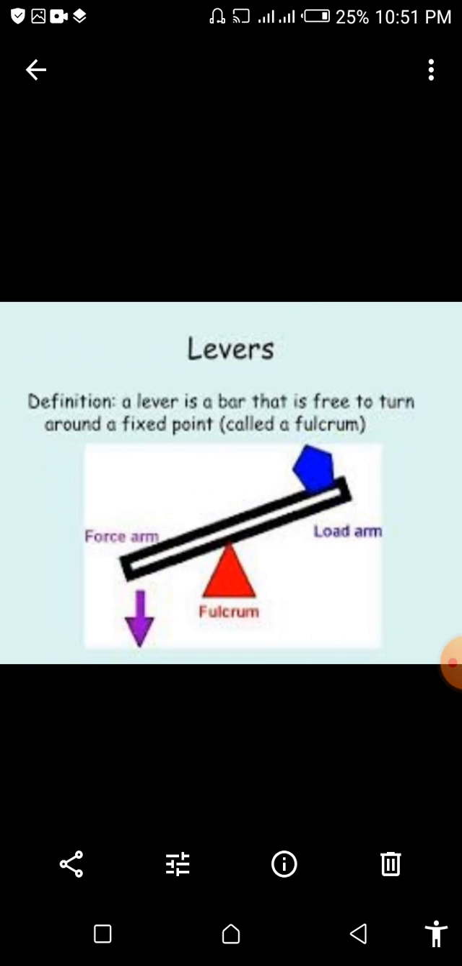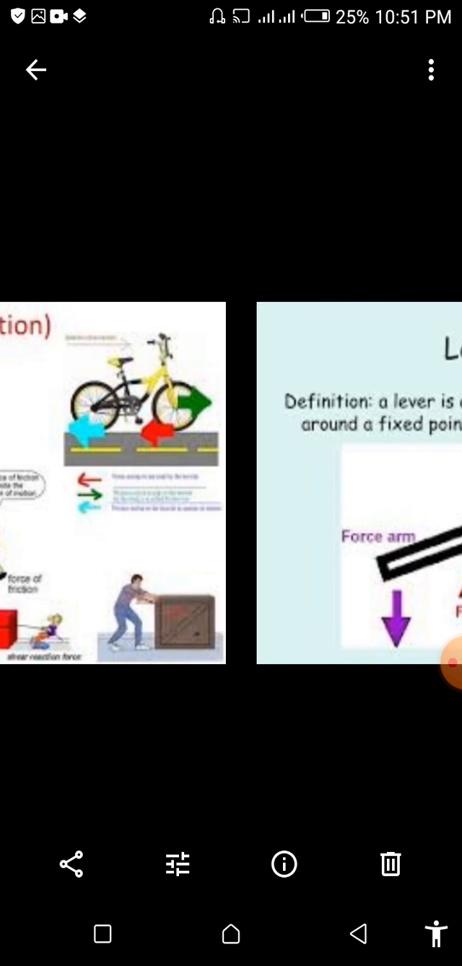And students, you have read that there are 3 classes of lever, and you have also drawn the diagram in your notebooks. In first class lever, the fulcrum is in between effort and load. In second class lever, the load is in between effort and fulcrum, and in third class lever, the effort is in between load and fulcrum.